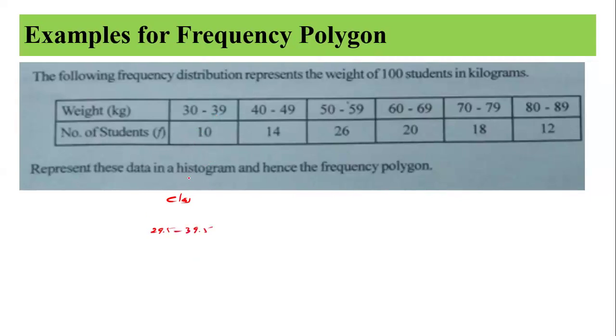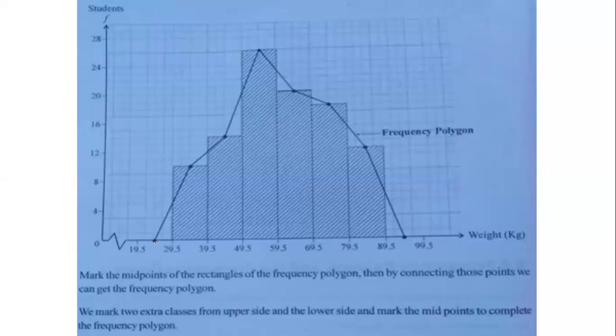39.5. But for the first one, you should also add an additional class, 19.5 to 29.5. The reason is that we have to draw this straight line to intersect the x-axis, because we have to add additional classes for the starting point and also the ending point.